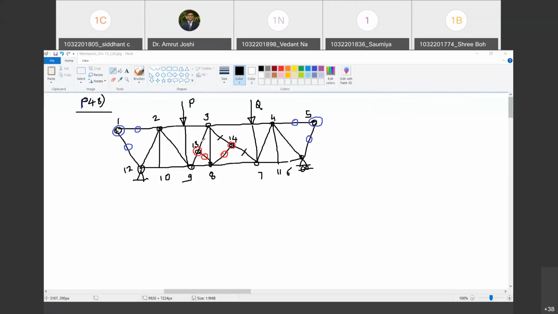Now, the force in this member and the force in this member must be equal. It is not necessary that these two forces are equal to these two forces. No, that is not necessary. Are you with me? Yes, sir. Okay, so we have applied rule number 2 at this joint. Can you locate anything else where rule number 2 can be applied?